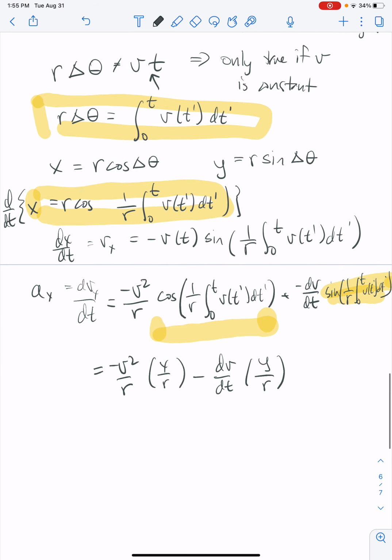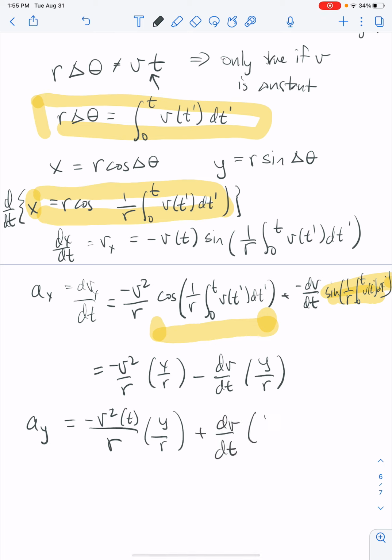And I'm not going to show all the steps for a y, but similarly for a y, you will find negative v squared over r times y over r plus dv dt x over r. So this thing was looking pretty ugly, but let's see if we can find a way to play with it a little bit and simplify what it looks like.